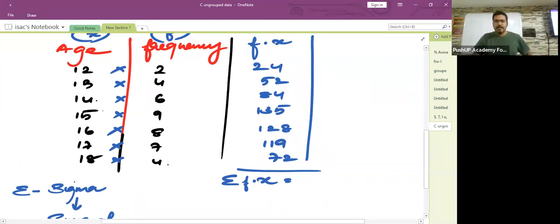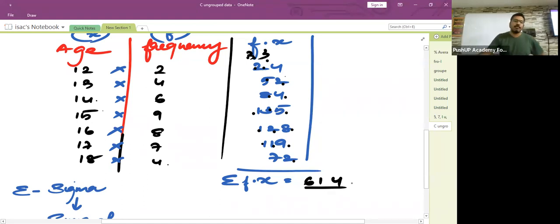Please do it. 4 plus 2 is 6, 10, 15, 23, 32, 34, right? 34. Put a 3 over here. 3, 5, 10, 18, 21, 23, 24, and 31, right? Then 3, 4, 5, 6. Are we all getting 614? 614. You got sigma fx is equal to 614.